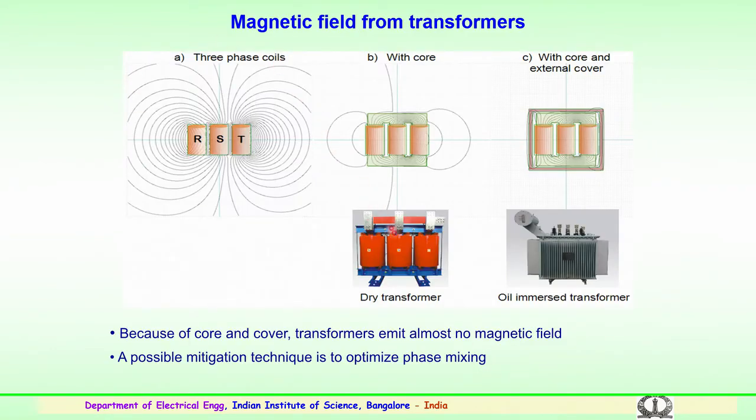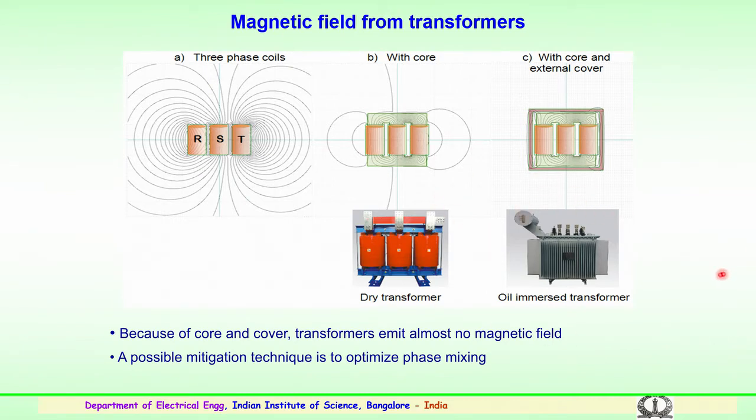These are some examples from where the magnetic field could be generated from the transformer. It could be because of the core, it could be because of the transformer fields which could be emitted. So, one of the possible mitigation techniques is to optimize the phase mixing. Phase mixing will help, in case of a 3-core transformer, to reduce the magnetic fields which are generated from the transformer. So, various types of transformer.